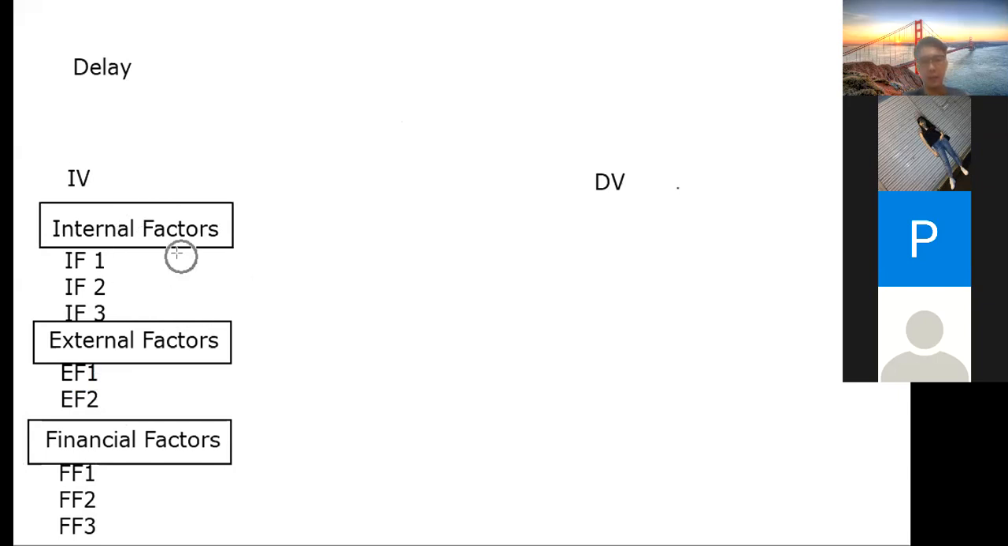Can you tell me what this is? I want to study delay in construction projects. Then I read and got a lot of factors. I found internal factors, external factors, and financial factors.